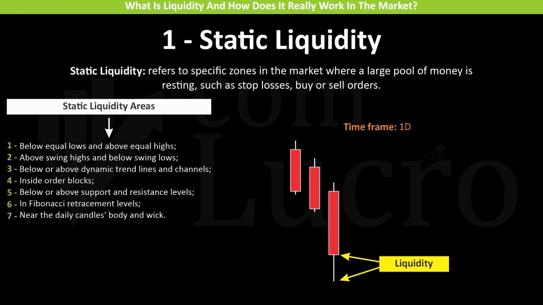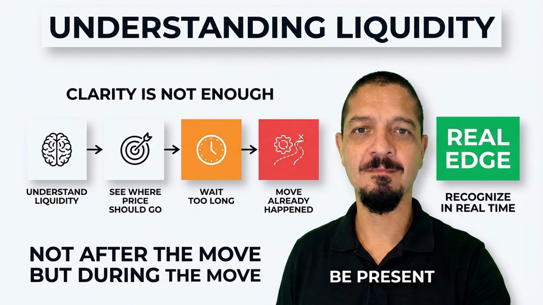Some of these areas attract more attention than others, especially those widely recognized by traders, which leads to a concentration of stop losses and pending orders, increasing the probability that price will move toward them to capture liquidity. Understanding liquidity gives us clarity about where price is likely to move. But clarity alone is not enough.